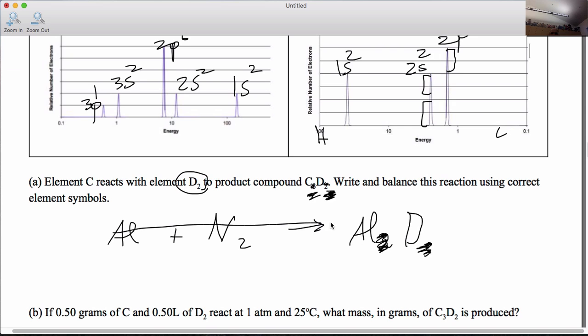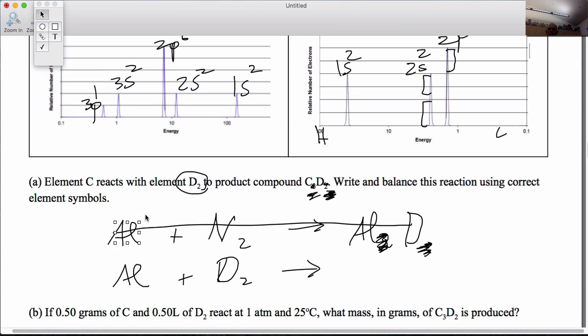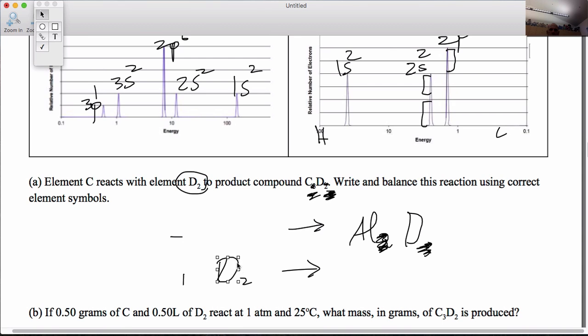I'm just going to start over here. Sorry. Element C, Al, reacts with element D2 to produce, which is N. Jeez, the freaking Louise. Let me delete all this. So annoying. I'm sorry. Me too. Oh, me too. I'm so sorry.